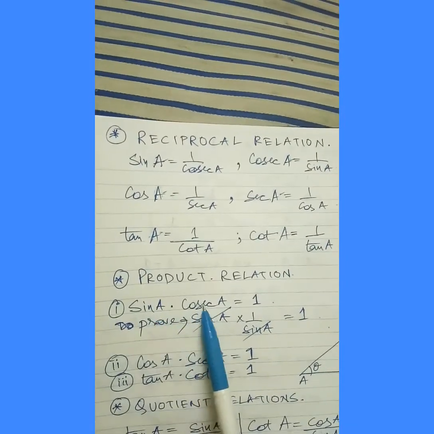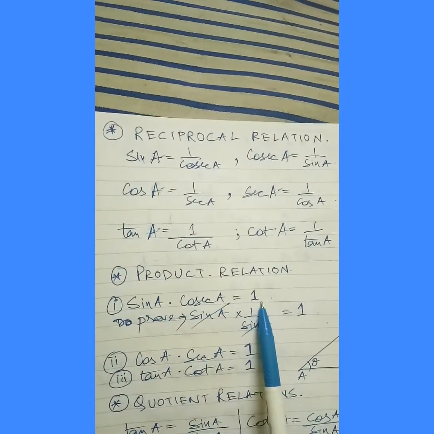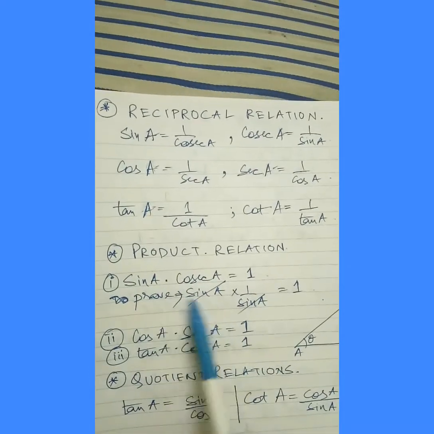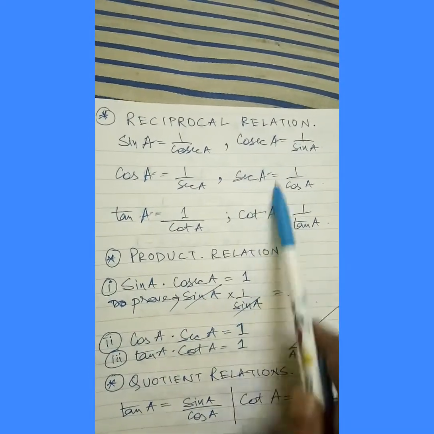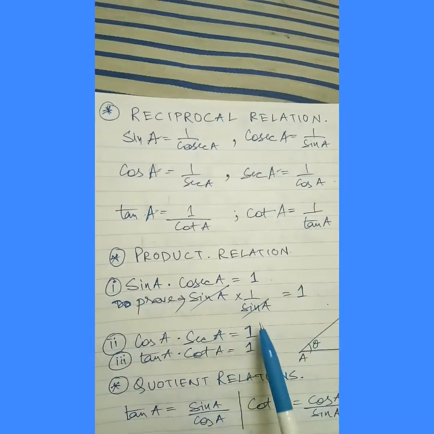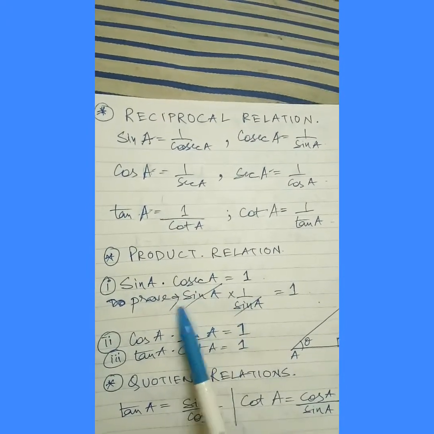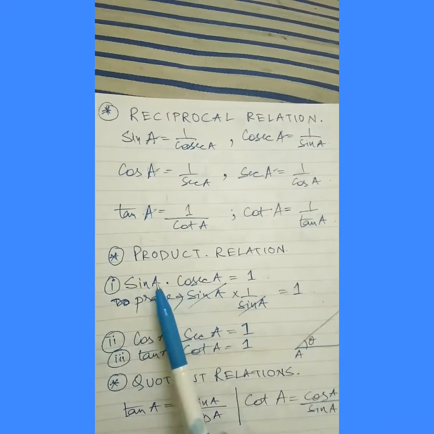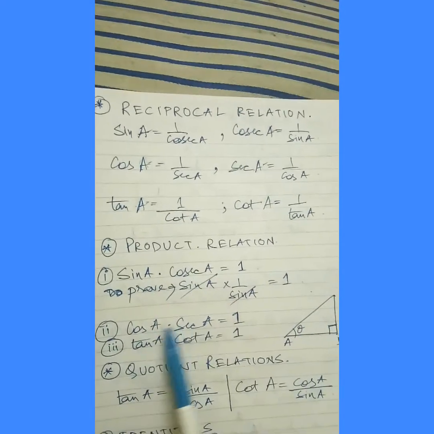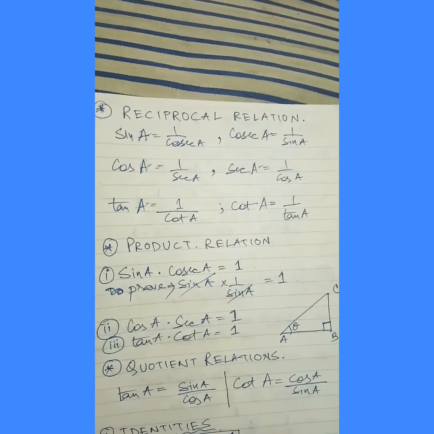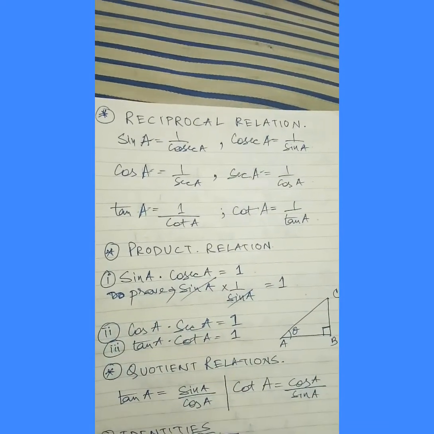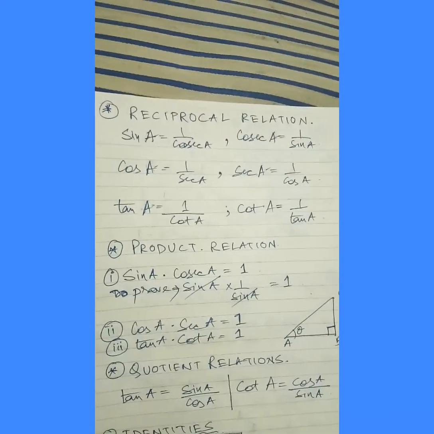Now the product: sine into cosec, the value is 1. How is it coming? We know cosec is 1 by sine, so sine and sine cancel out. What remains? 1. Understood? Then sine into cosec is 1, cos into sec is 1, cot into tan is 1. For reciprocals, the product will always be 1.